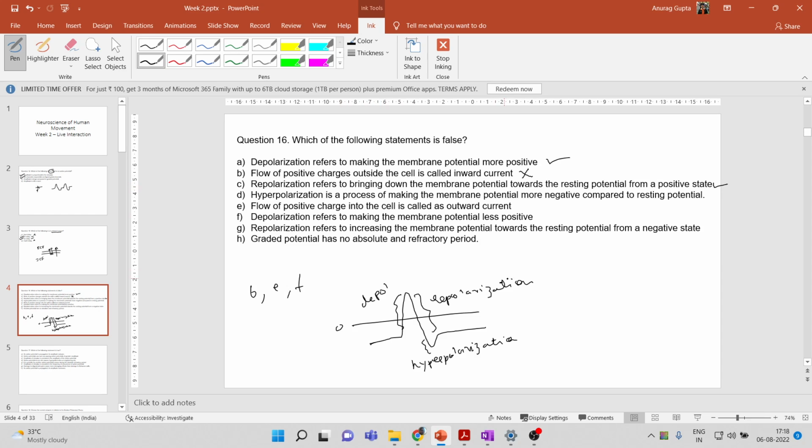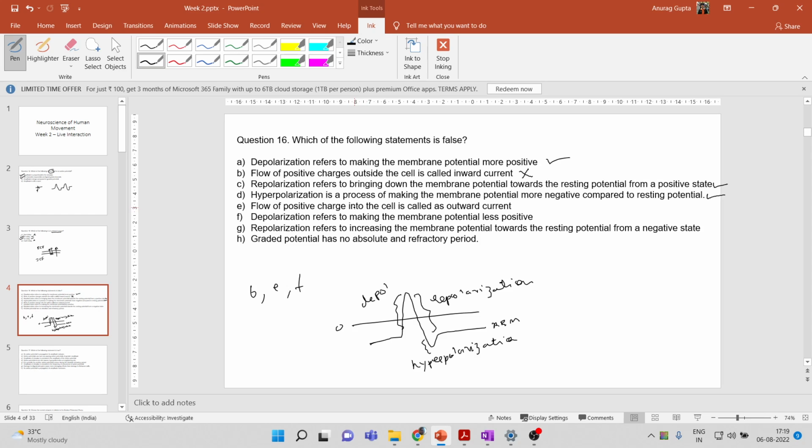If you recall, this is the resting membrane potential (RMP), and here we are trying to bring down the membrane potential towards the resting membrane potential from a positive state. So this is a positive state, and we are trying to bring it down to RMP. Hyperpolarization is a process of making the membrane potential more negative compared to the resting potential. So you can see this is the RMP, and we are trying to make it even more negative. So that is called hyperpolarization. So this is also correct.